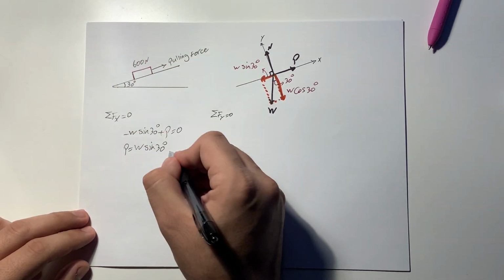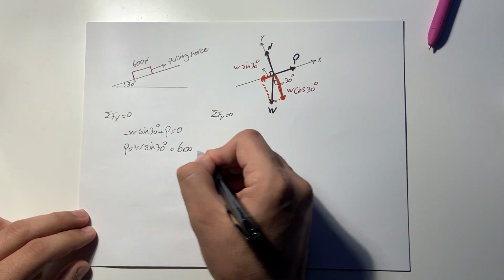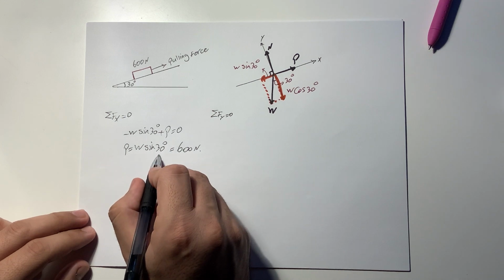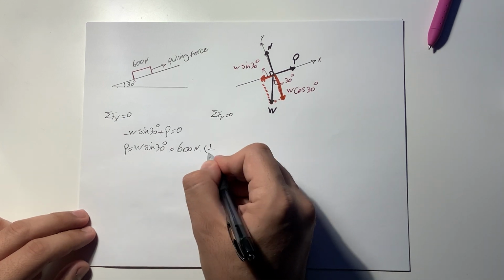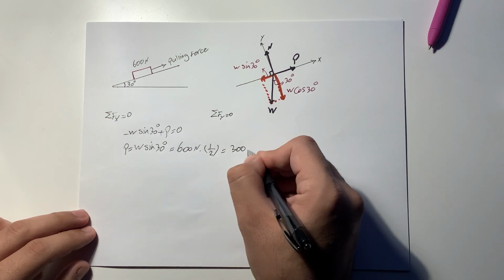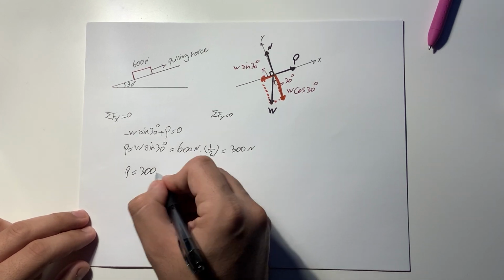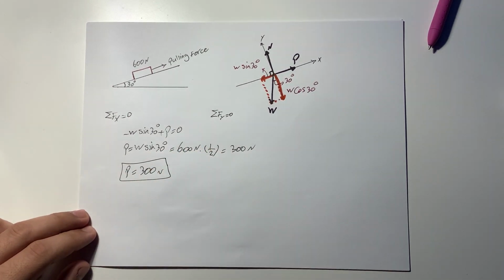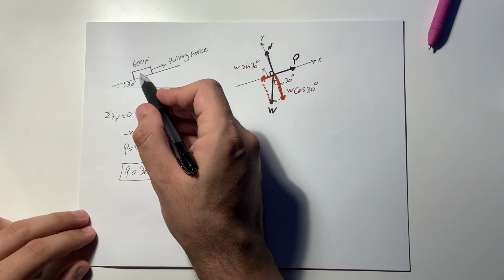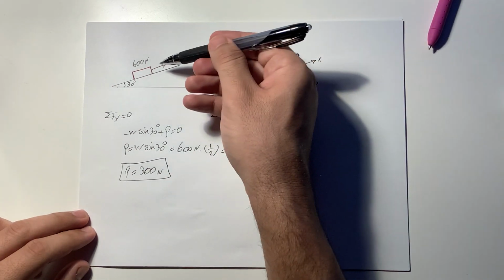We know that W is equal to 600 newtons. 600 newtons times sine of 30 degrees, which is 1/2, is equal to 300 newtons. So in order to be able to pull up this object at a constant speed, we need to have this much force exerted on this object.